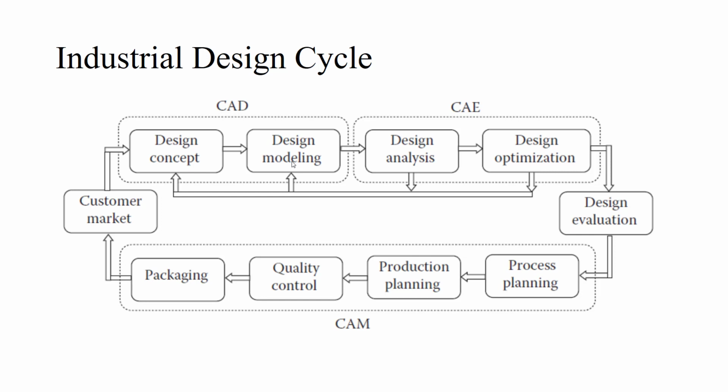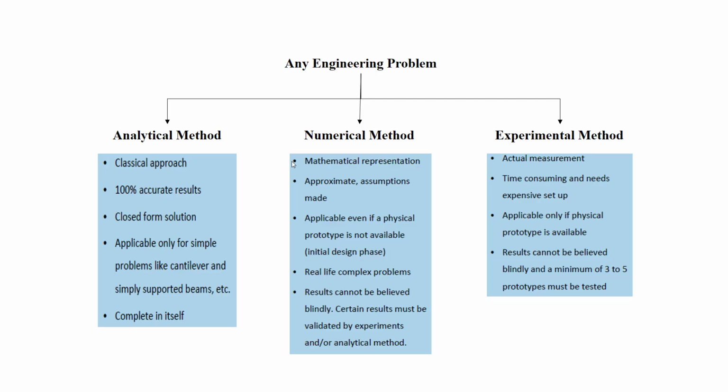So for the design analysis and design optimization phases, we are going to use FEA software like Ansys, Abaqus, Nastran, NX and other software that is available in the market. Then, what are the major ways in which any engineering problem can be solved? Any engineering problem can be solved in three ways. One is the analytical method, the second one is the numerical method, and the third one is the experimental method.